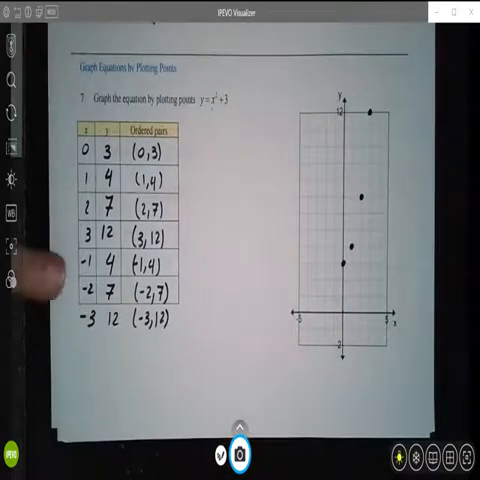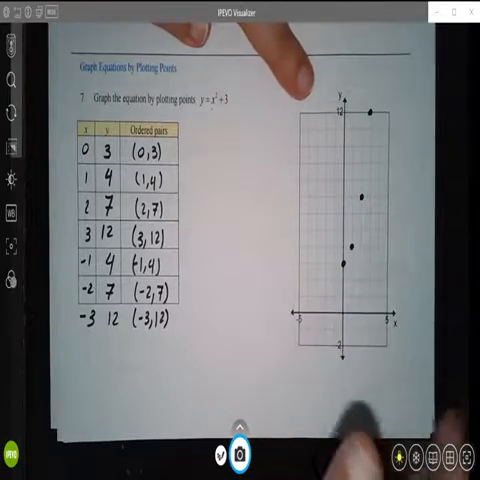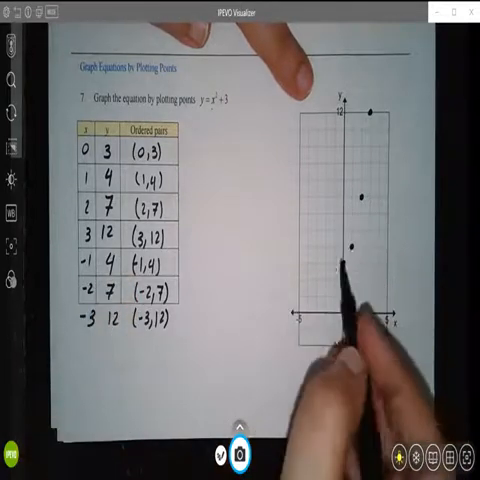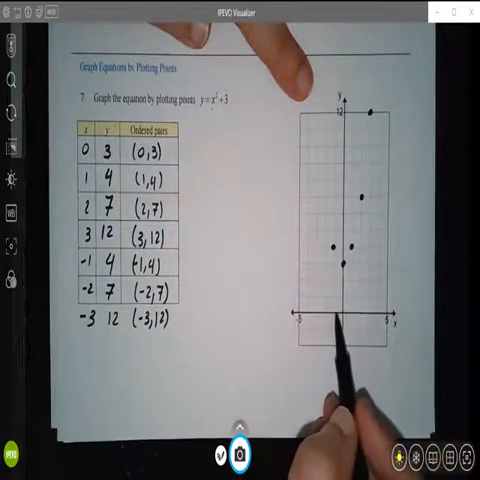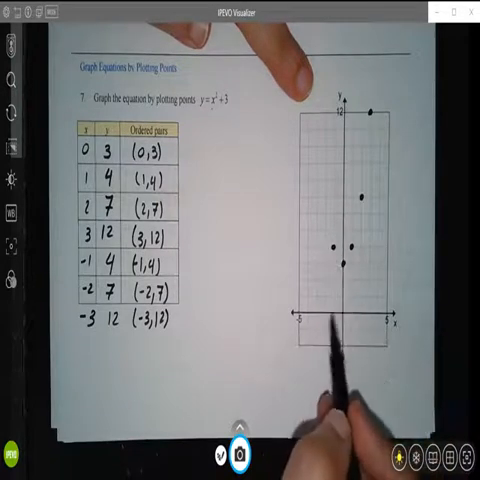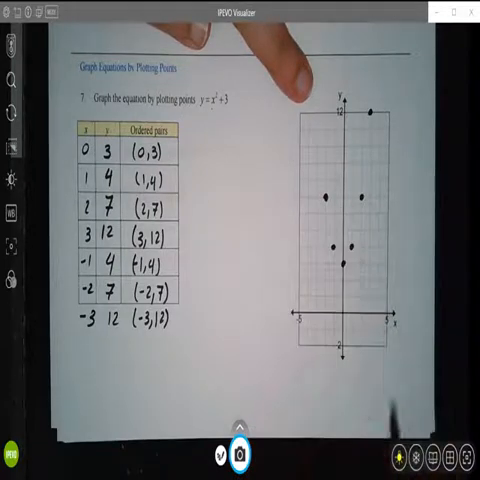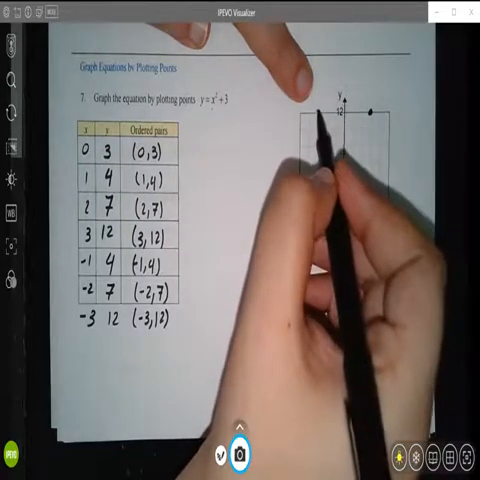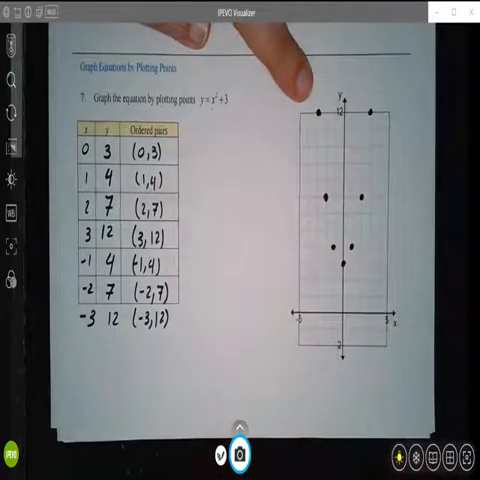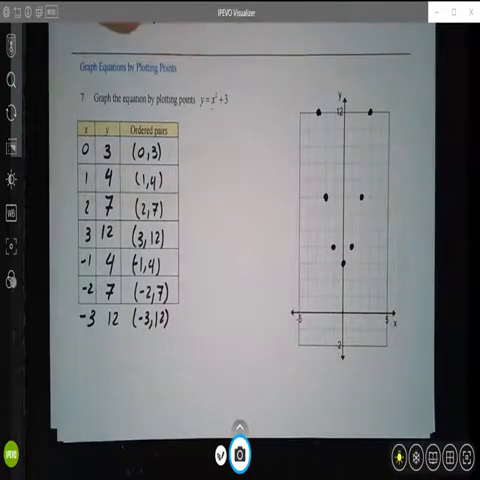Now let's do the other half. Since y is still 4 for x -1, that means the point's going to be right here. Just mirror at -1, 4. And then you have -2 and 7. So the point is going to be right here. And then you have -3 and +12. So this right here. So it looks like a bowl. This is the graph of a quadratic equation, or in this case, function.